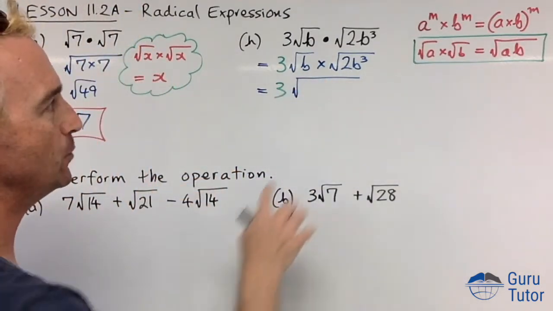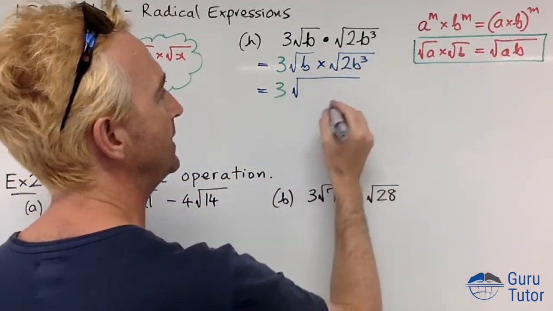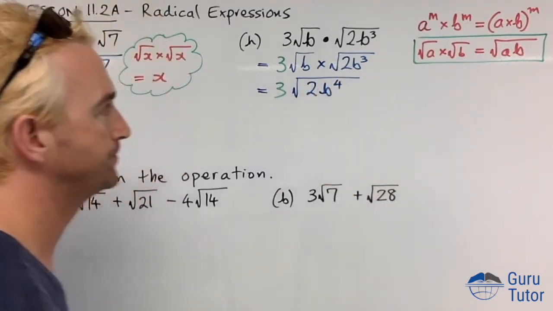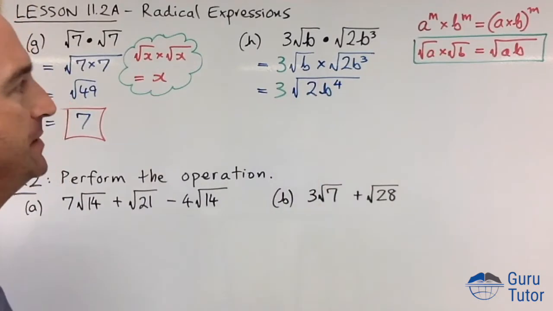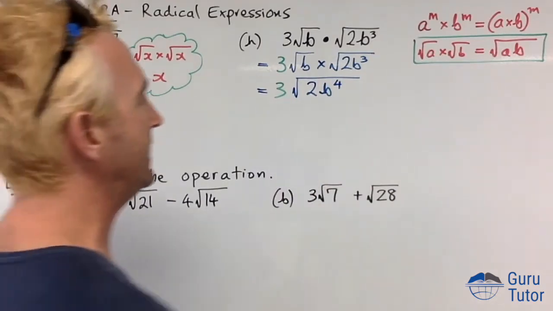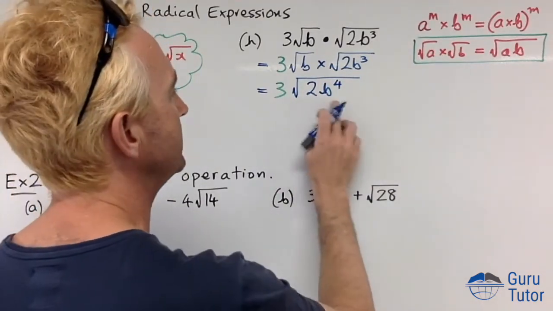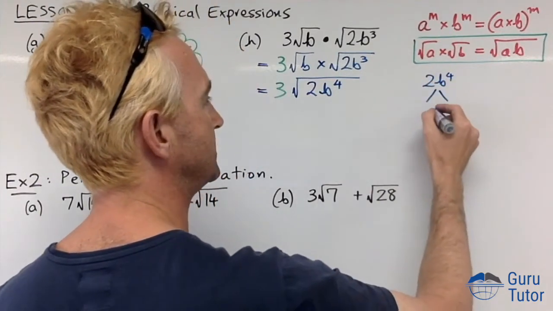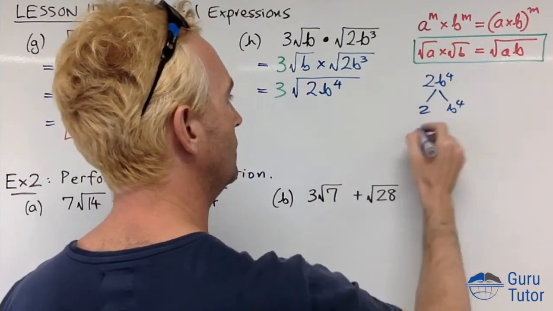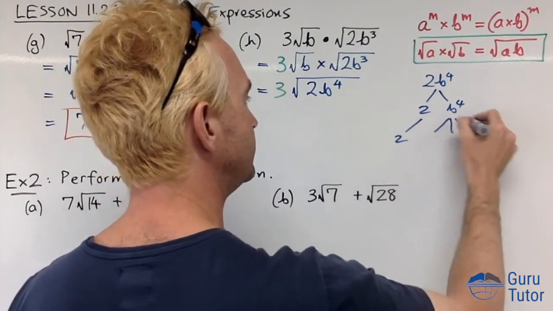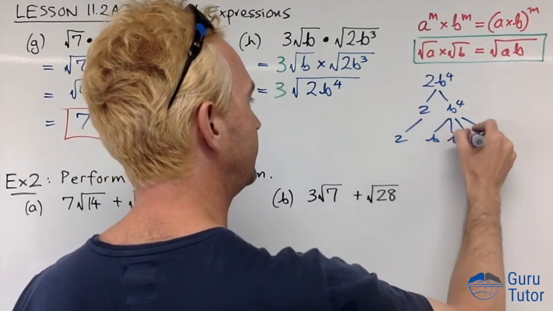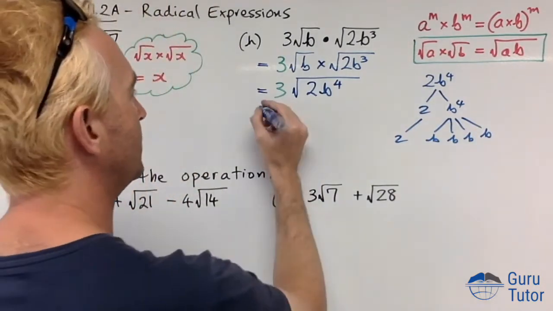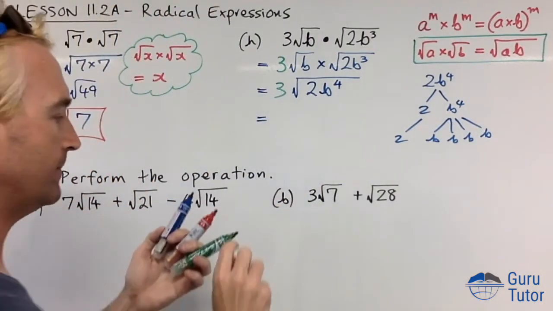Can we do this in one step? What's b times 2b cubed? That's going to combine to become 2b to the power of 4. Now, can this be simplified? Yes, it can. So I'm going to do the factor tree, but I'm only going to do it for 2b to the 4. Only for the stuff that's inside the radical symbol. 2b to the 4, 2, and we've got 4 b's. b, b, b, b. Let's make our pairs. And remember, the 3 just hangs out the front there.